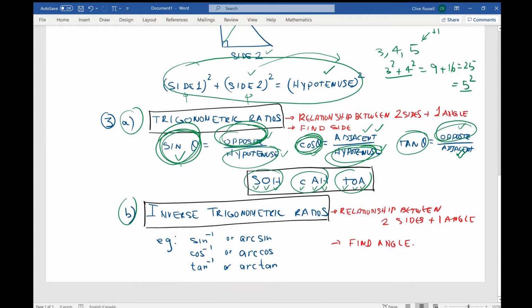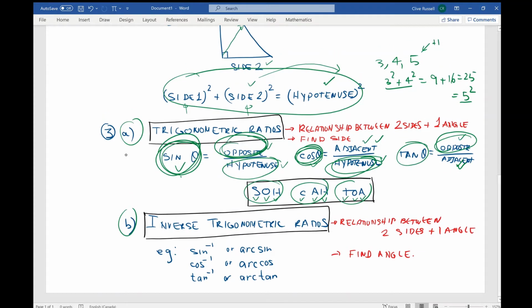However, there are times when you're given two sides, say you're given the opposite and hypotenuse, and you want to find an angle. Now you have to use something called the inverse trigonometric ratios. On your calculator, you will see either just above sine, cosine, and tangent, you'll see sine -1, cosine -1, tan -1. Some calculators you will see arc sine, arc cos, and arc tan. What this means is the angle whose value is.